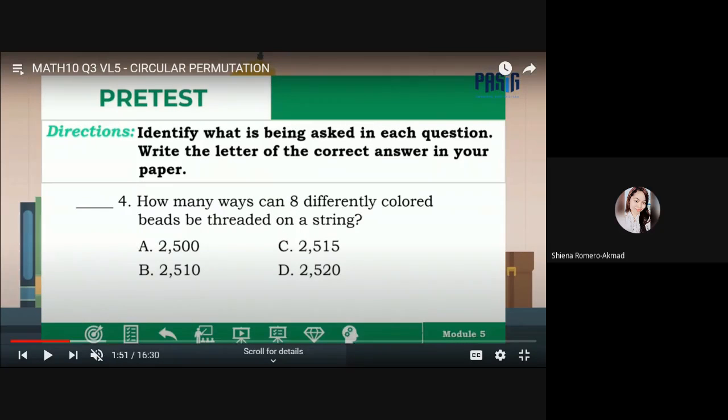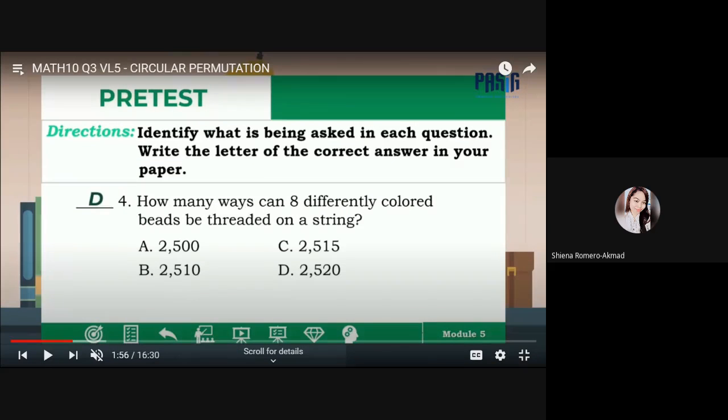How many ways can 8 differently colored beads be threaded on a string? So, ito naman, dahil string yan, syempre iba din yung way on how to solve it. Dahil pag sa string, ibig sabihin, you are creating here a bracelet. Kasi di ba beads and may string. So you're going to create a bracelet. And that is another story naman when it comes to circular permutation. So let us look at the answer. The answer is letter D.